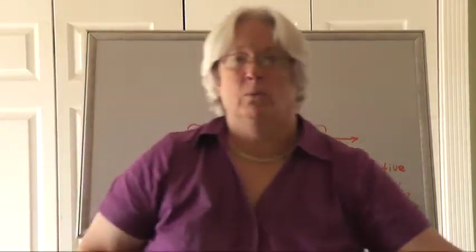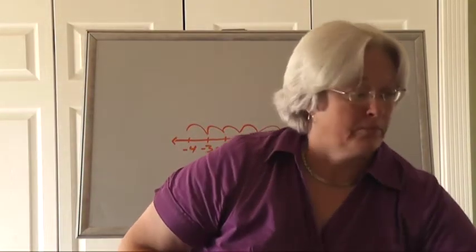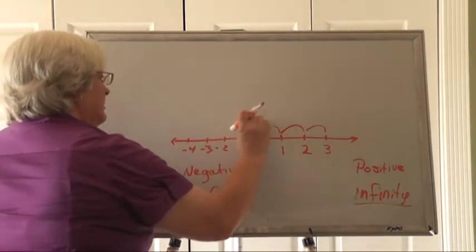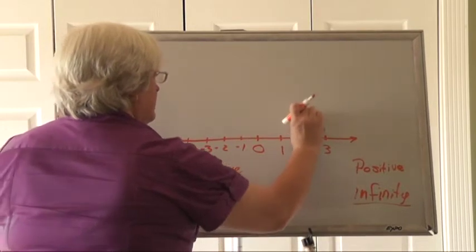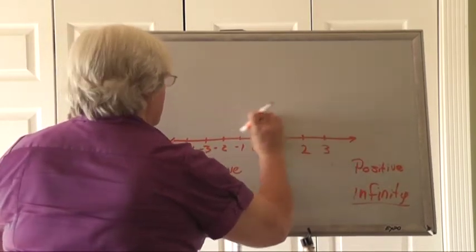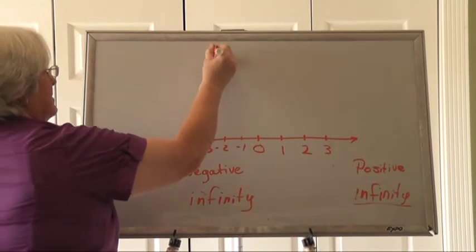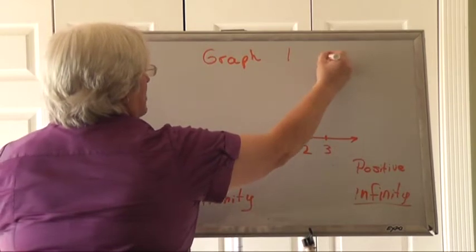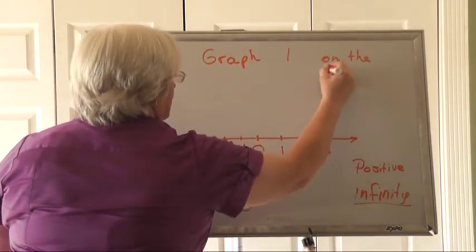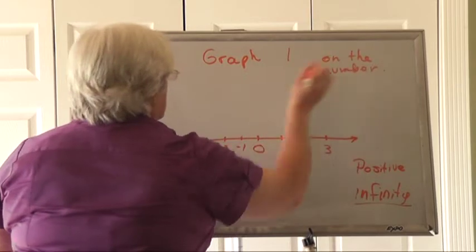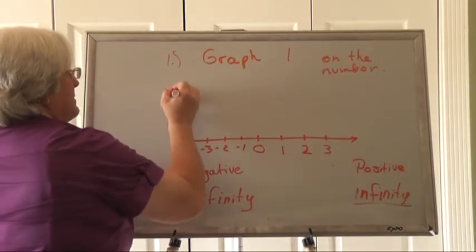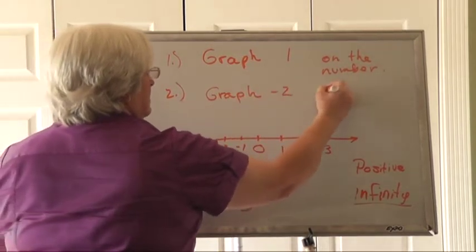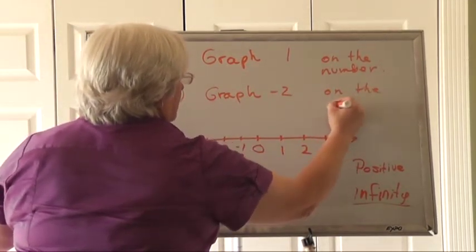Now, what do we do if we want to locate a number on the number line? Well, it's a very simple thing to do. Let me erase my little step marks here and say we have these 2 problems that we want to solve. Graph 1 on the number line, and then we also have graph -2 on the number line.